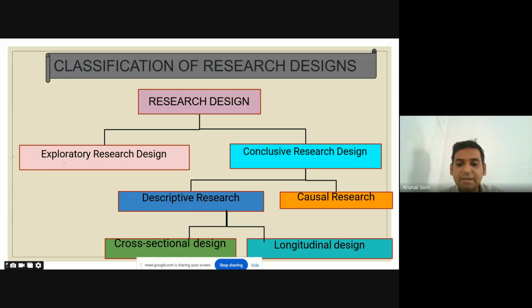Cross-sectional research design, right? And longitudinal means it is a time period based study, right? Let's say I'm doing this with 10 factors, 10 years of data. How is this data going to be useful in terms of time period? That is called longitudinal study. So this is called longitudinal design.